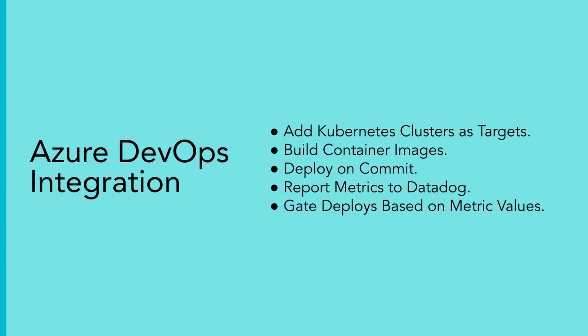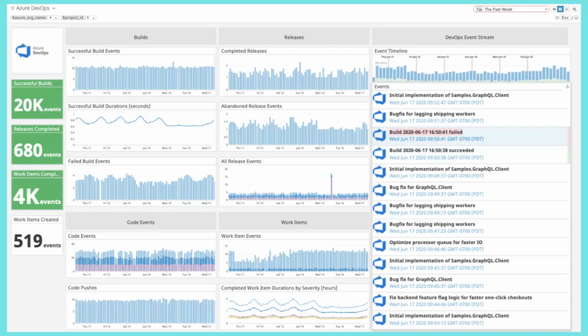So in Azure DevOps, you can add Kubernetes clusters as targets. And using those clusters, you can start doing things like build container images. You can deploy on commit. You can deploy metrics back to Datadog. And then you can gate deploys based on metric values. So what do I mean by that?